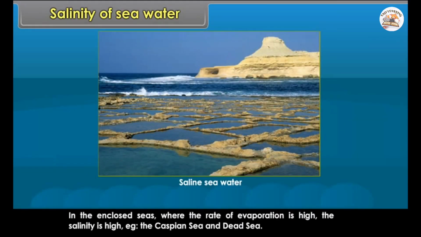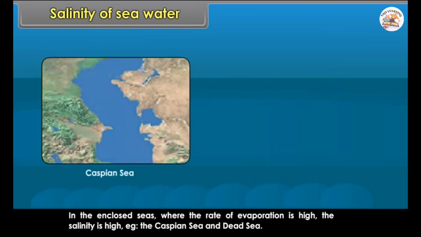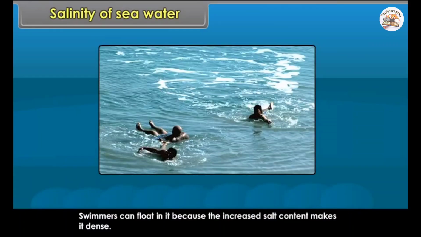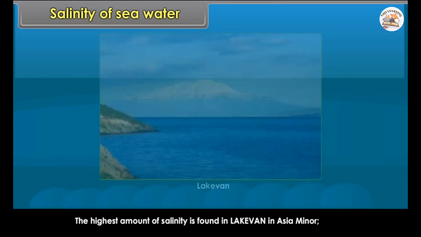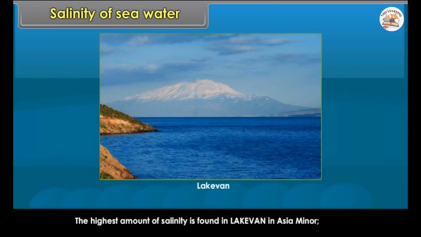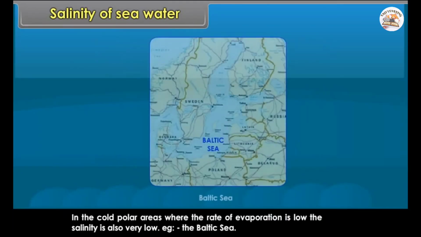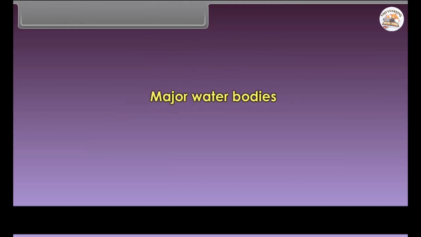In the enclosed seas, where the rate of evaporation is high, the salinity is high. Example, the Caspian Sea and the Dead Sea. Swimmers can float in it because the increased salt content makes it dense. The highest amount of salinity is found in Lake Van in Asia Minor. In the cold polar areas where the rate of evaporation is low, the salinity is also very low. Example, the Baltic Sea.